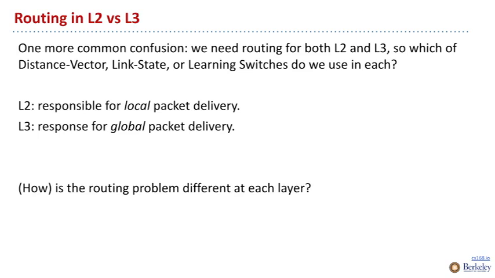So which should we be using? We've learned about distance vector. We've learned about link state. We're also talking about learning switches. So what should we be using?